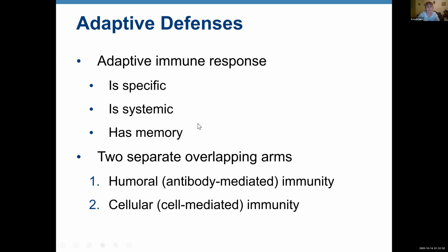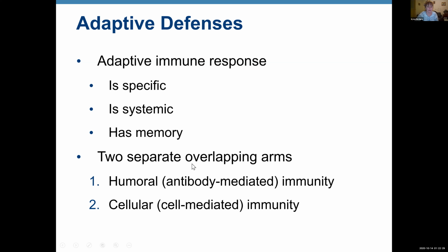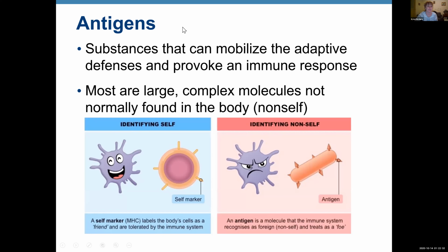And adaptive defense has two overlapping processes or arms: humoral or antibody-mediated immunity, and cellular or cell-mediated immunity. So remember, humoral, something happens inside the fluids of your body, and cellular is related to the cells, right? Before we start talking about humoral immunity, let's talk about antigens. Antigens are substances that can mobilize the adaptive defense and provoke immune response.